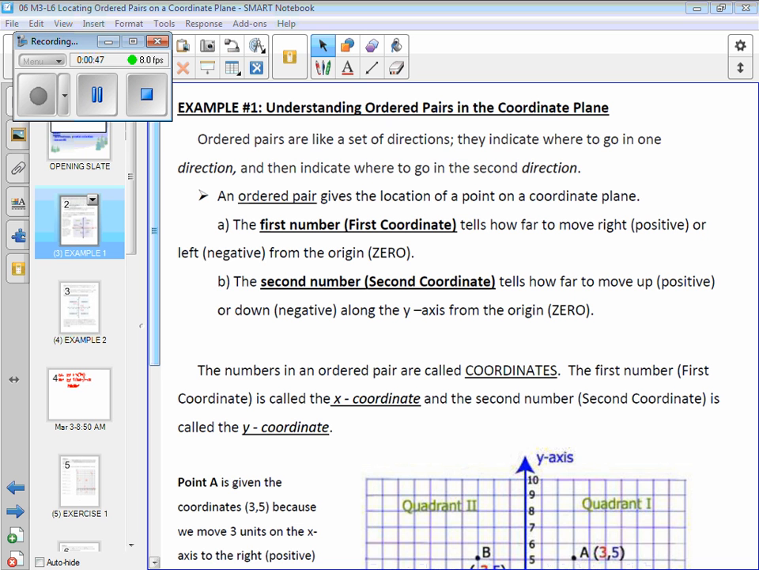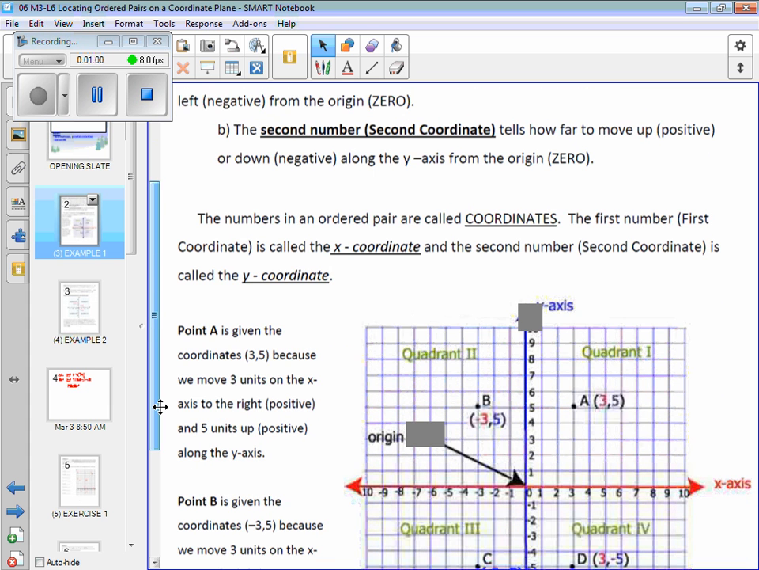The first number, also called the first coordinate, tells you how far to move right or left along the x-axis from the origin point. The second number or coordinate tells you how far to move up, which is positive, or down, which is negative, along the y-axis from the origin. The numbers in an ordered pair are called coordinates. The first number is always called the x-coordinate. The second number in the ordered pair is called the y-coordinate.